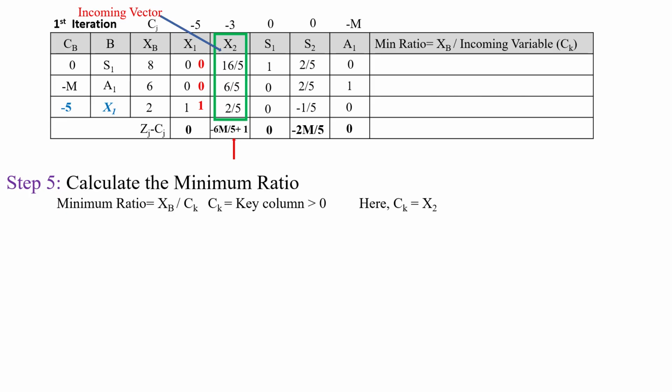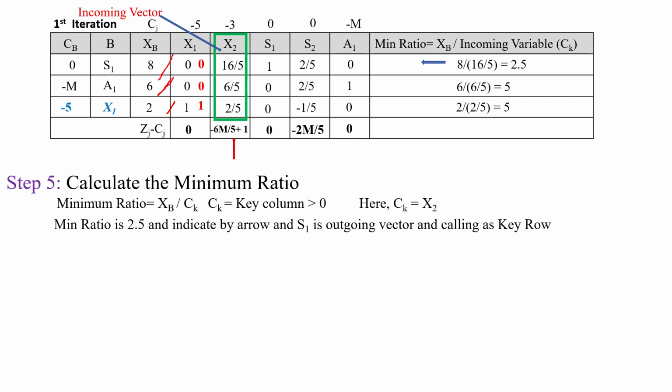Next, calculate the minimum ratio of XB divided by CK. So for the S1 row, XB value is the 8 and CK value is the 16 by 5. So 8 divided by 16 by 5 which is equal to the 2.5. And next for the second row, for the A1 variable row, 6 divided by 6 by 5 which is equal to the 5. Next for the third row, the x1 variable row, 2 divided by 2 by 5 which is equal to the 5. So here minimum ratio is the 2.5 and is indicated by arrow.